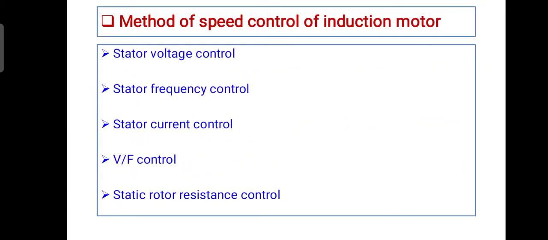Methods of speed control of induction motor: stator voltage control, stator frequency control, stator current control, VF control, which means variable frequency control, and stator resistance control.